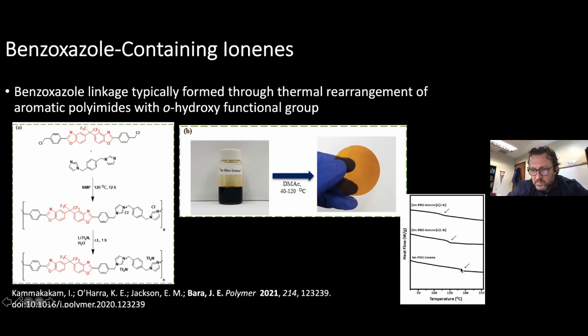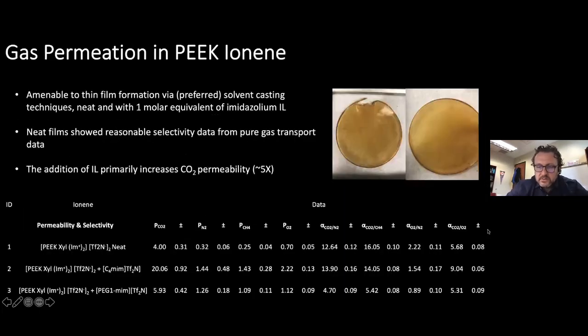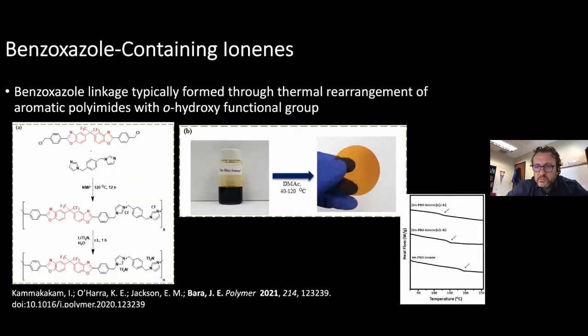And here, I know it's a little bit small, but you can see the influence of the ionic liquid on the glass transition temperature. Without the ionic liquid present, the glass transition temperature is perhaps 180, 190 Celsius. With one equivalent of ionic liquid present, you are getting some reduction in glass transition temperature to about 150. And with two equivalents of ionic liquid present, we are getting the glass transition temperature reduction to about 125.